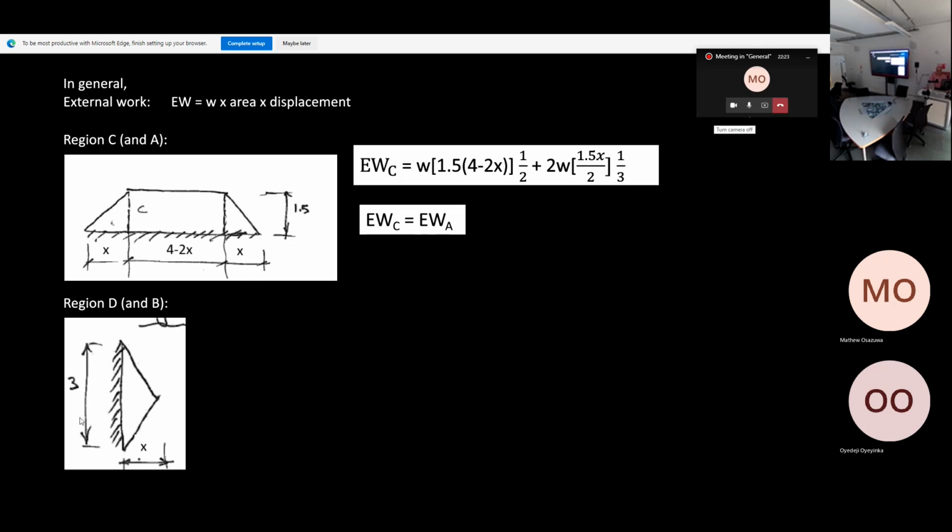So this is region D. We have a triangular shape. What, sir? What is the deflection? Deflection is half.